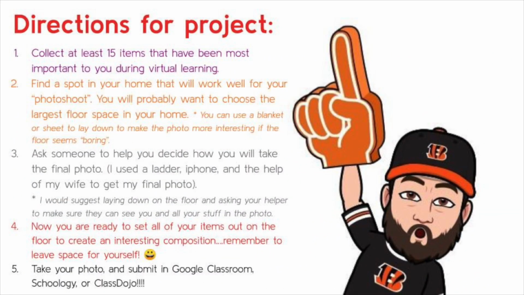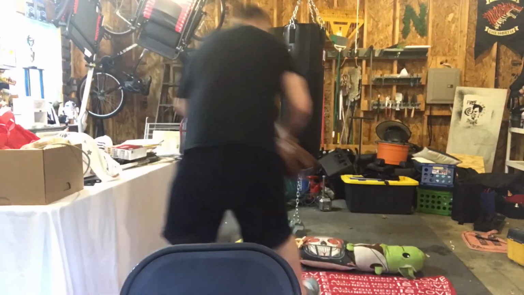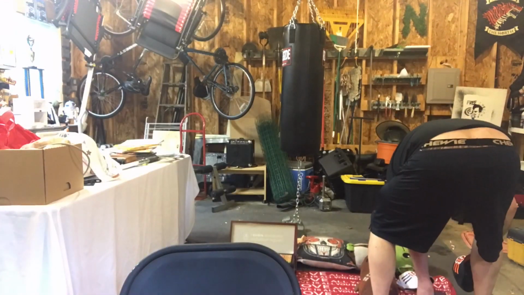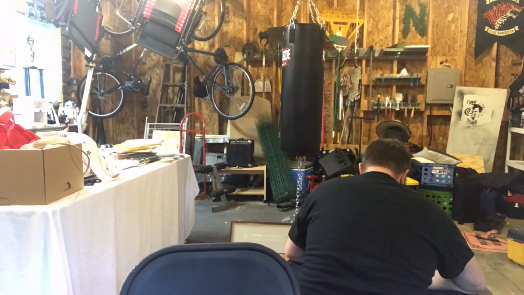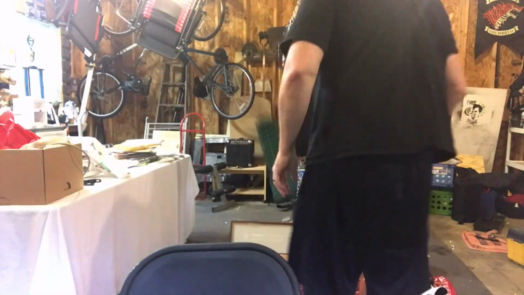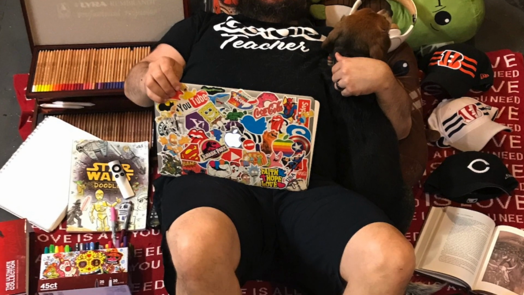For this step, you want to find a spot in your home that will work well for your photo shoot. You will probably want to choose the largest floor space in your home. You can use a blanket or sheet to lay down to make the photo more interesting if the floor seems boring. Then, you will ask someone to help you decide how you will take your final photo. I use the iPhone and the help of my wife to get my final photo.